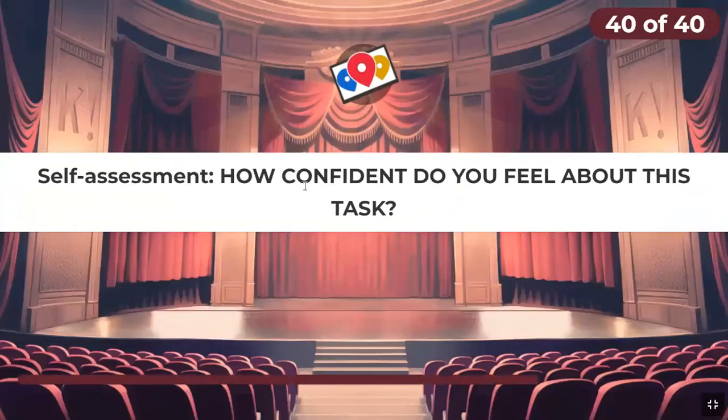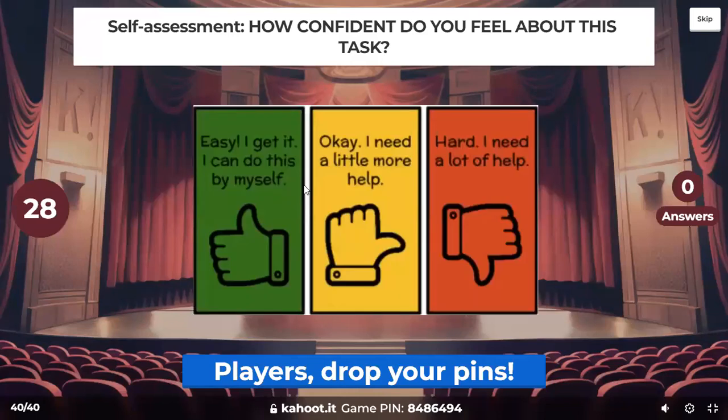Now, self-assessment. How confident do you feel about this task? I mean, true, false, not given. How confident do you feel about it?